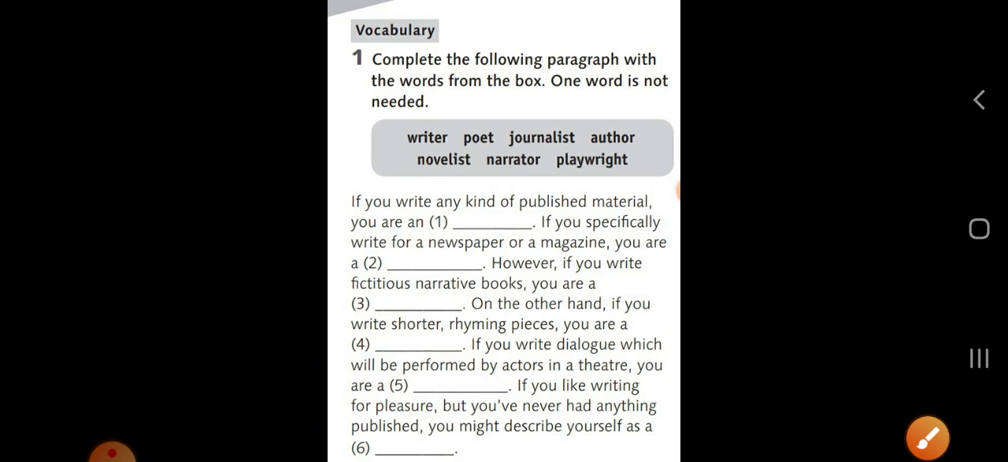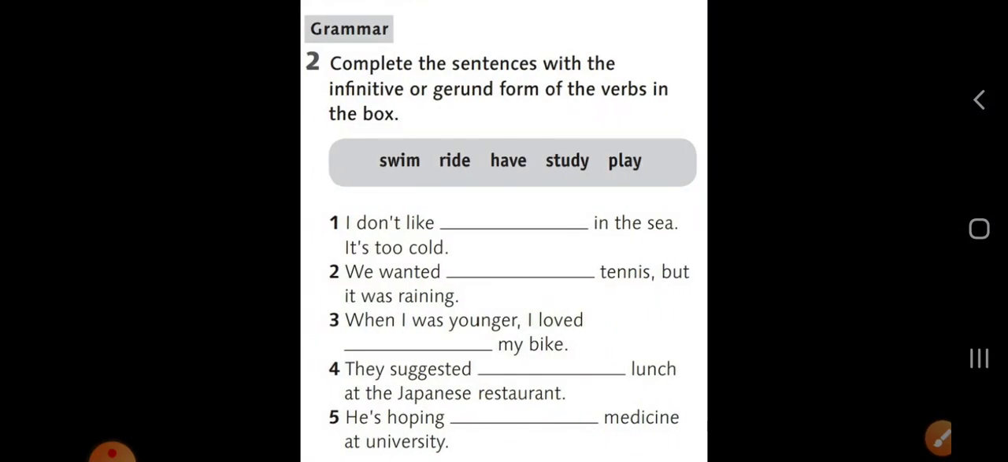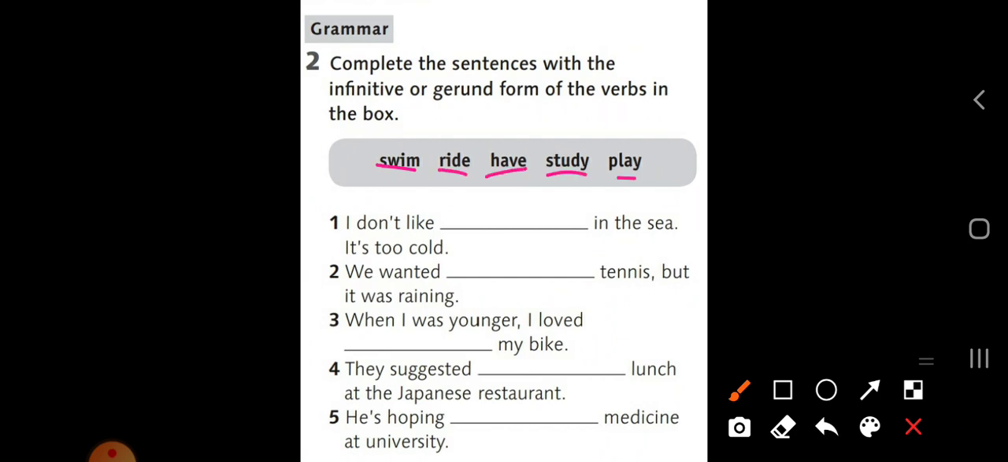Now let's move to the next exercise, which is a grammar exercise. It depends on the gerund and the infinitive form of verbs. We have explained when we use the gerund and when we use the infinitive. Here we have 5 verbs: swim, ride, have, study, and play. We have to use these verbs in these sentences and then decide if it has to be a gerund or an infinitive for each one.